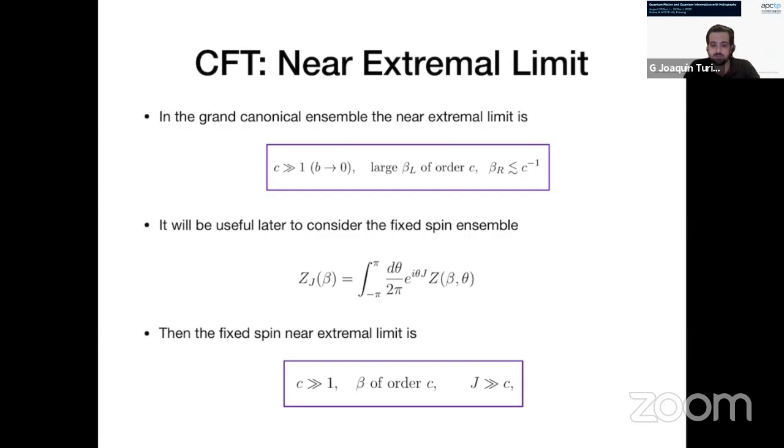And the right-moving beta will be taken to be very small, and basically beta_R small corresponds to large angular momentum, and large beta_L corresponds to low temperature. And okay, you can go from the fixed J to fixed chemical potential ensemble in this way. And in terms of fixed charge, this is the same as I said before. So beta of order c and very large angular momentum. Yeah.